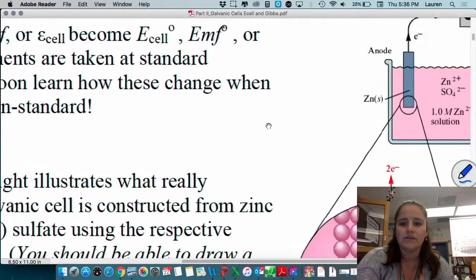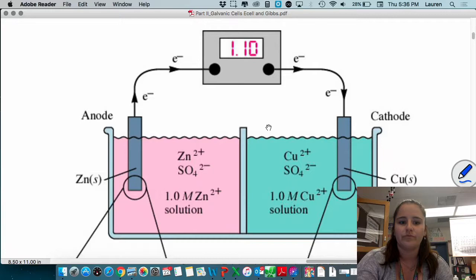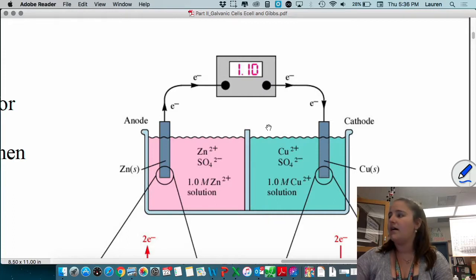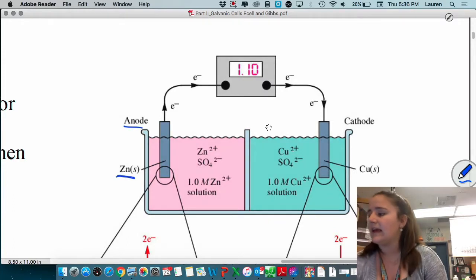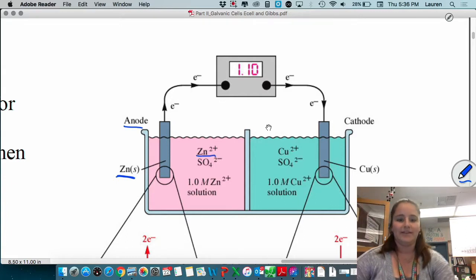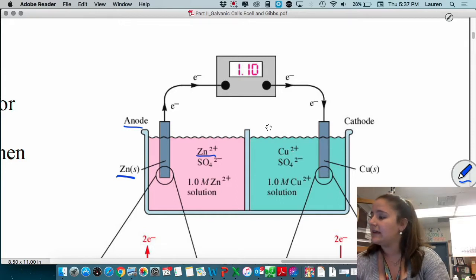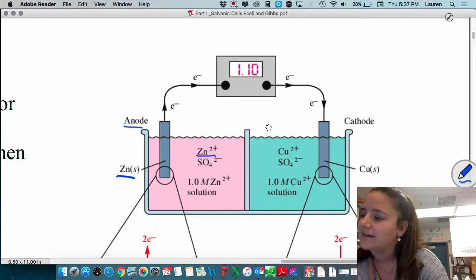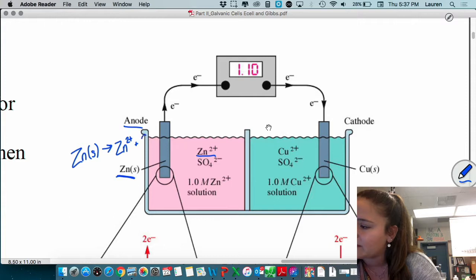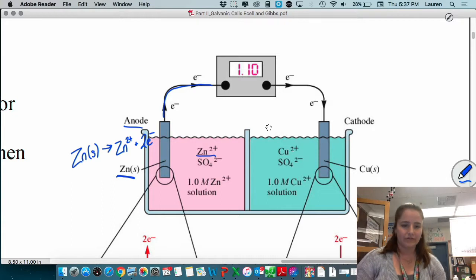So let me zoom in over here on that. Okay. So we have our anode. Okay. Our anode is a zinc anode. Okay. And then you've got your zinc 2+ ions in solution. Okay. So at our anode, we are turning zinc into zinc 2+. Okay. Zinc solid going to zinc 2+, and we have to balance out the charge, so 2 electrons. Electrons are being removed from that zinc.